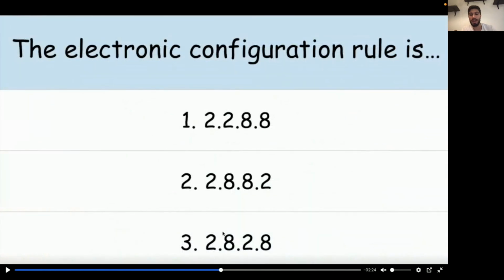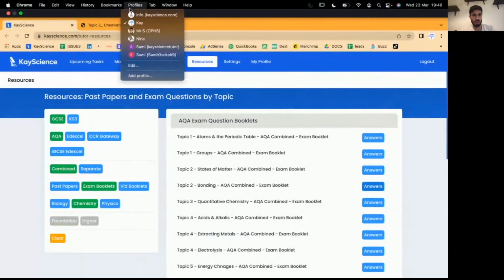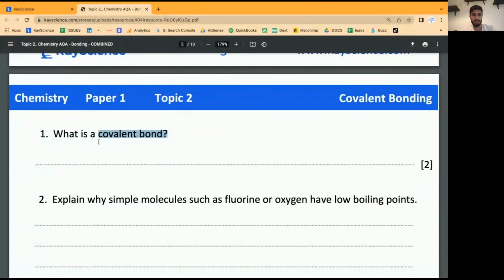I'd like you now, please, to answer this question in the chat section. Question 1, off you go. What is a covalent bond? I'm going to give you 20 seconds to answer that. 20 seconds, go. 3, 2, 1, and stop.